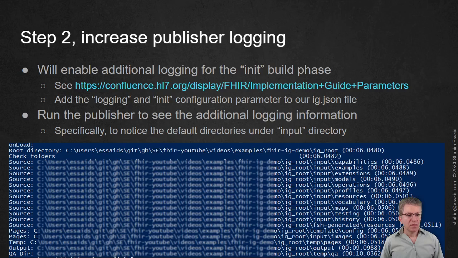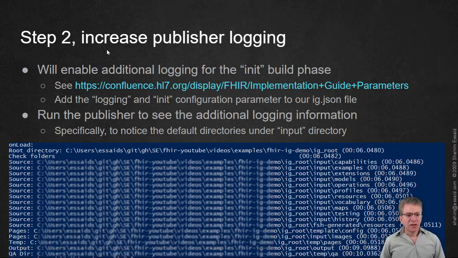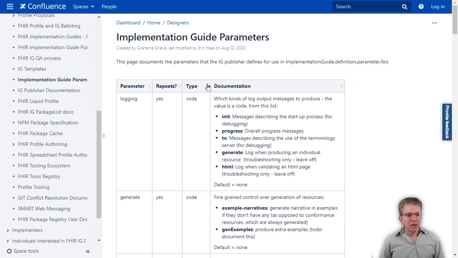The next step, I'm going to increase the publisher logging, and we'll see this live, but I want to walk through the slides first. So for additional logging, go to this wiki page. If you click on it, it will take you to a table of parameters that you could configure in the ig.json file. We're going to create an entry for this parameter and set its value to init.